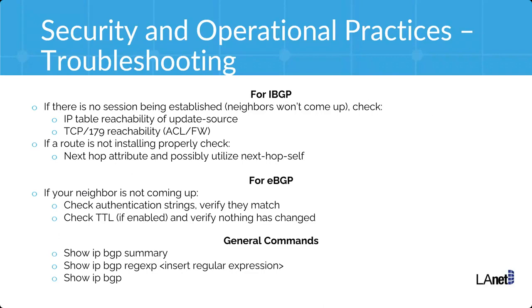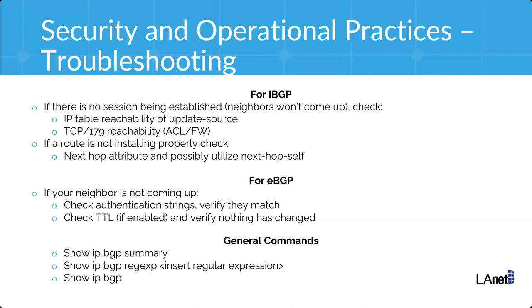And last slide, really, some troubleshooting and general commands. If you're bringing up IBGP and your neighbors will not come up, the first thing to check is IP table reachability for the update source. Usually in IBGP, I'm updating from the loopback. Is my loopback in OSPF or whatever protocol I'm using, right? The next one would be, is there anything that might be blocking TCP 179? Do I have an ACL or a firewall between these two IBGP speakers?